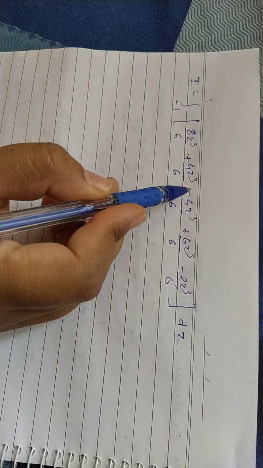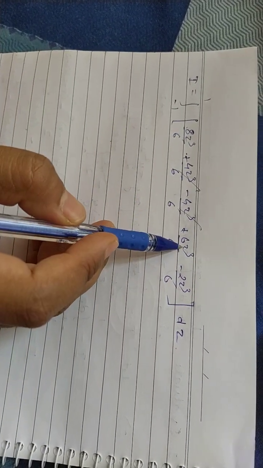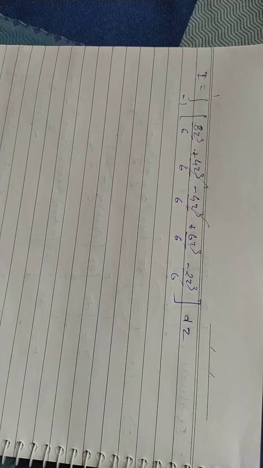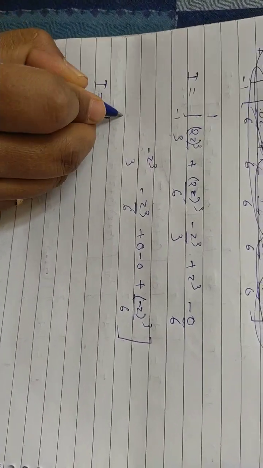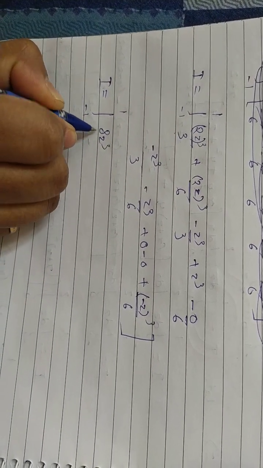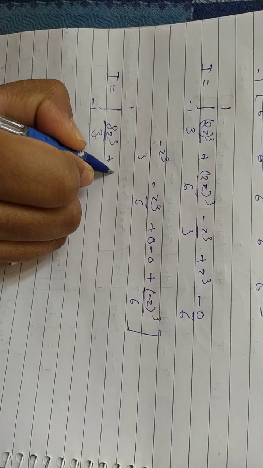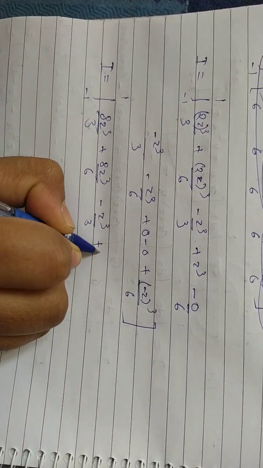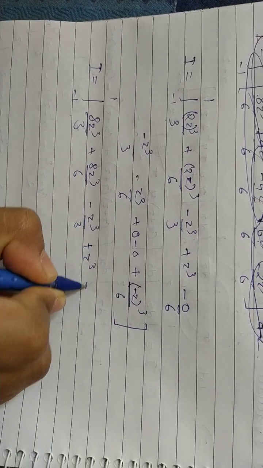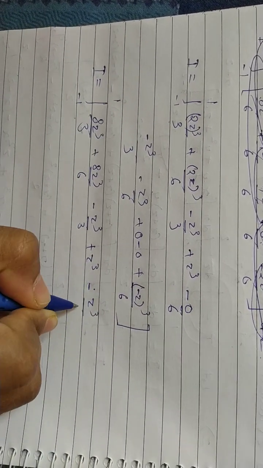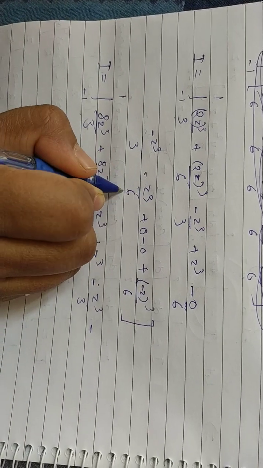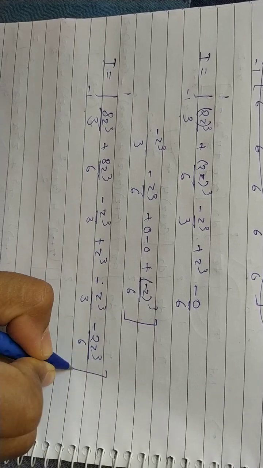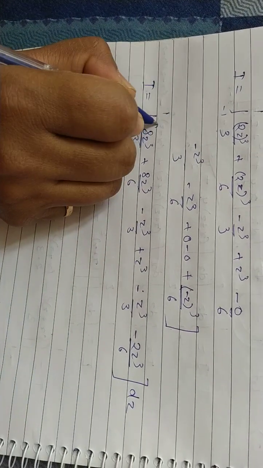Now denominators are the same, so you can add the numerators. So simplify this. This is integral from -1 to 1, 8z cube upon 3, 2 cube is 8, plus 8z cube upon 6, minus z cube upon 3, plus z cube, minus z cube upon 3, minus z cube upon 3, minus 2z cube upon 6. Okay, with respect to z.